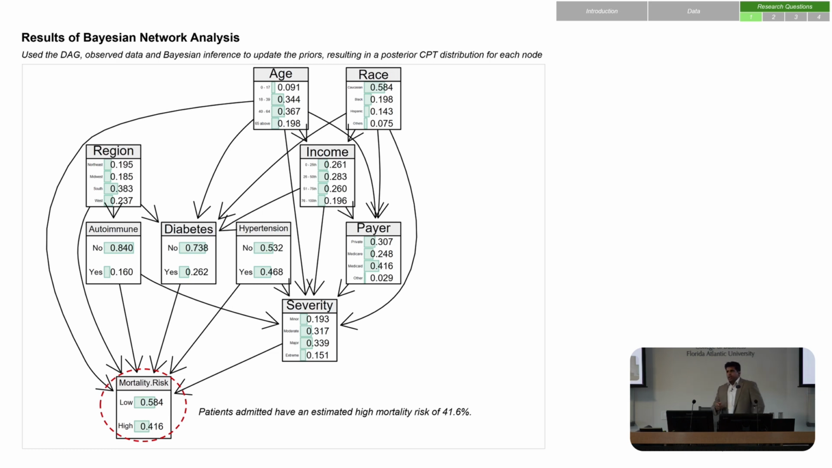So when we take our data, prior, and our DAG, this is what we come up with, that baseline. We see the distribution of the variables in our data, and then for this 70% training data, patients who are admitted with HA have a high mortality risk of 41.6%. So that's your baseline, what you've learned after applying your prior, your DAG, and your data.